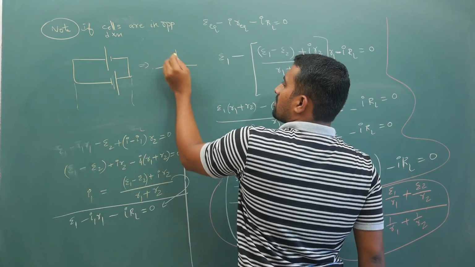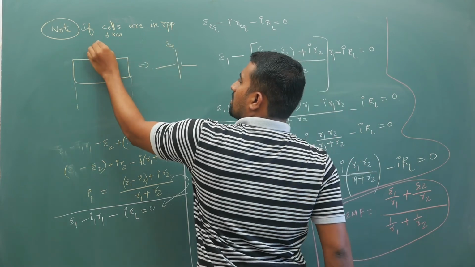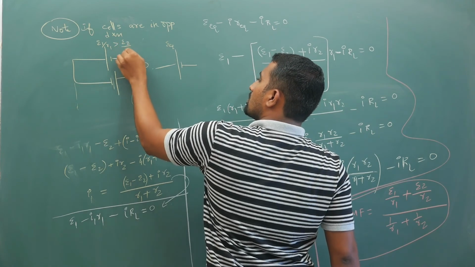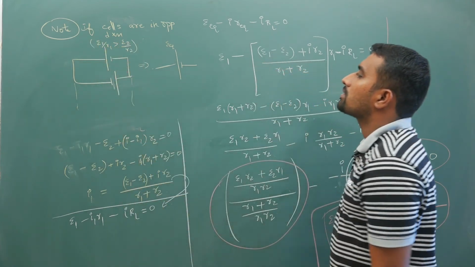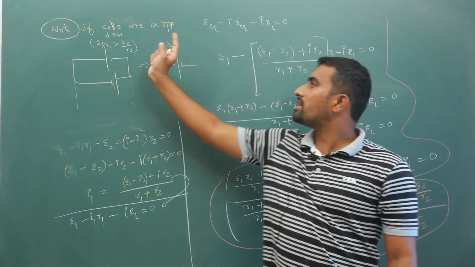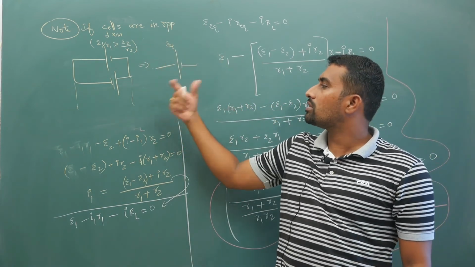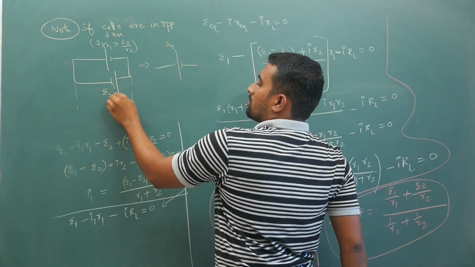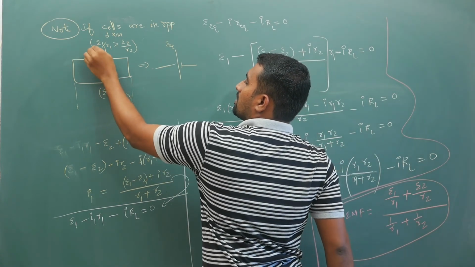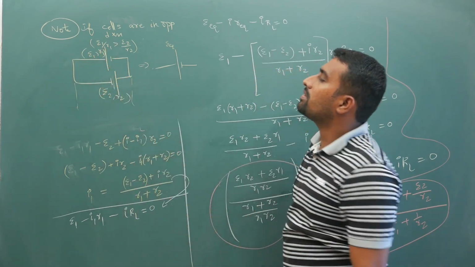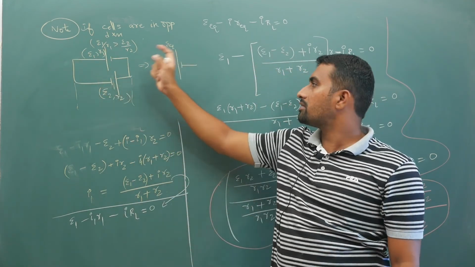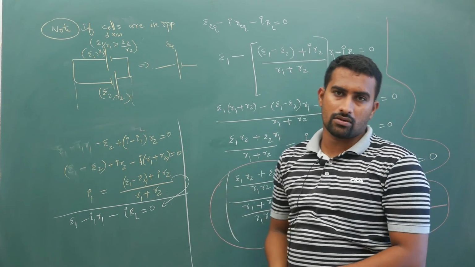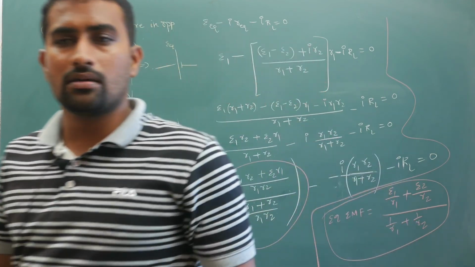replace with equivalent, if E1 by R1 is greater than E2 by R2, replace it this way. So in the direction of E1, if it is reverse, put in the reverse direction. Depending upon if this E2 R2 is big, this is E1 R1. If E1 by R1 is big, positive terminal left, negative terminal right. If E2 by R2 is big, positive right and negative left. Like this you have to connect the equivalent cell.